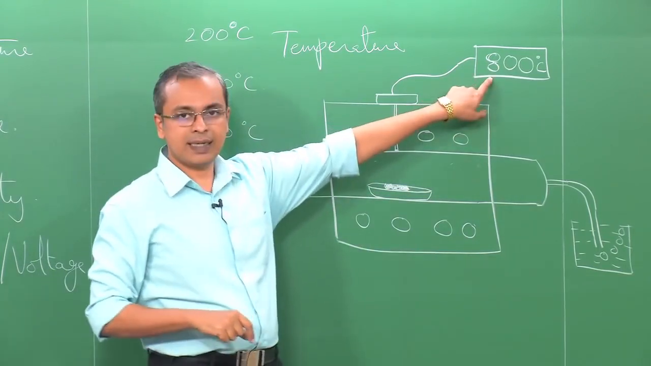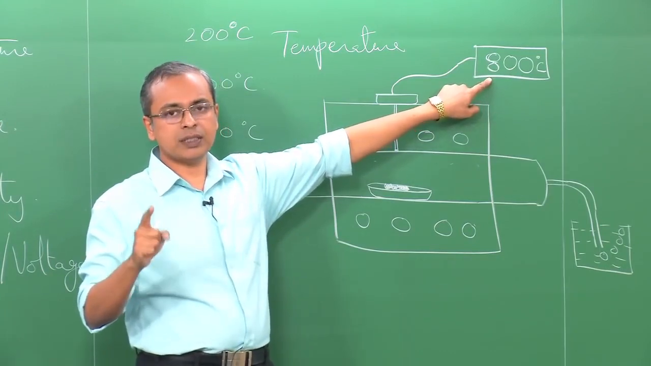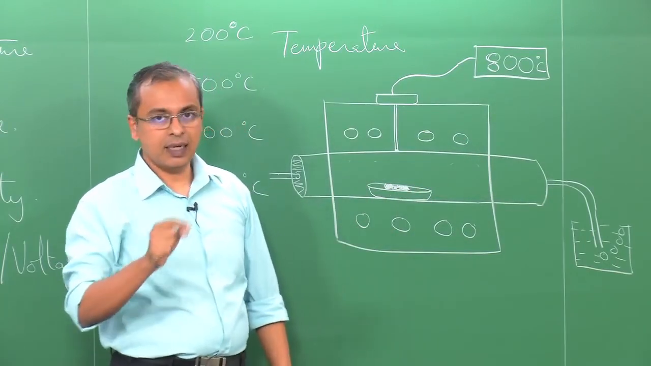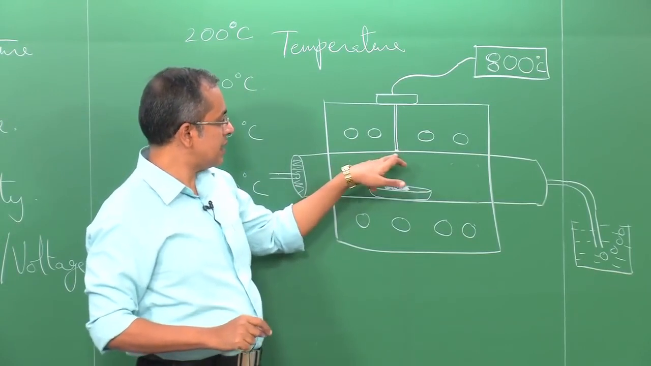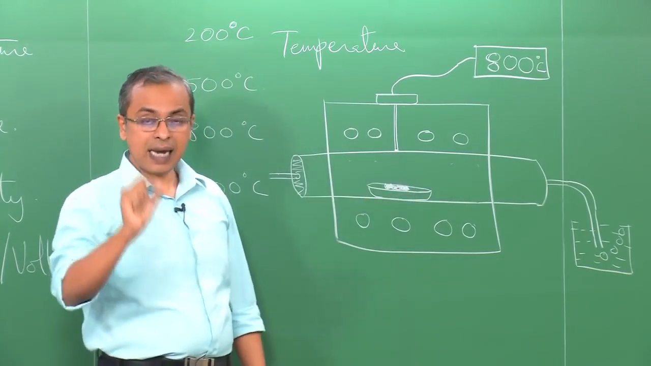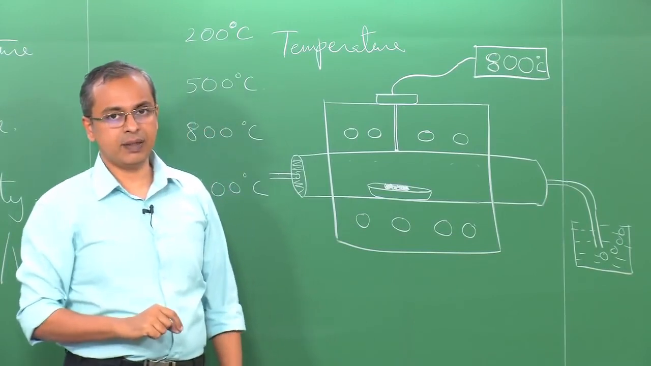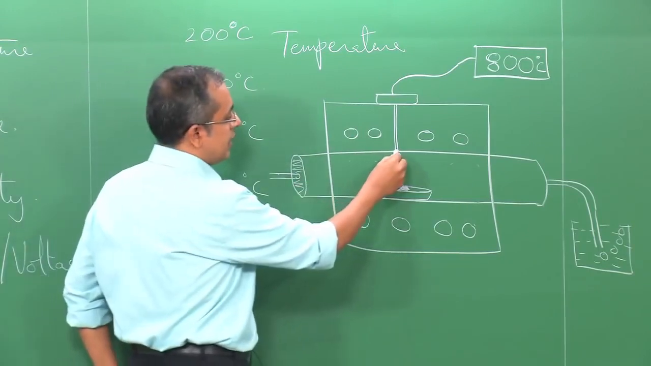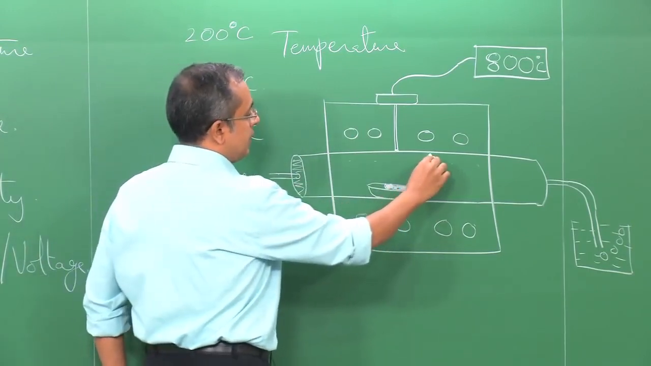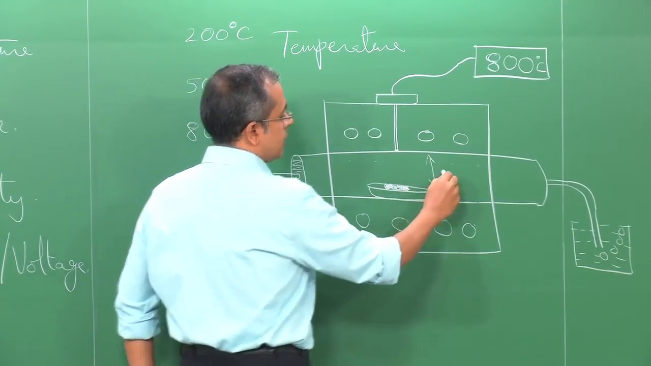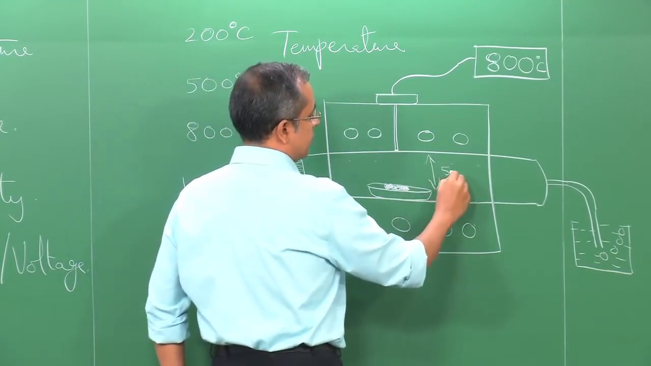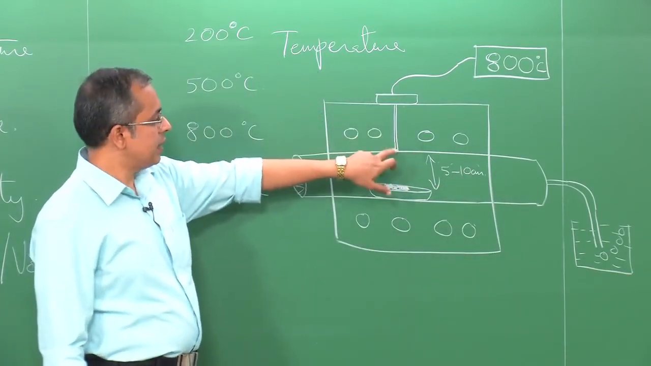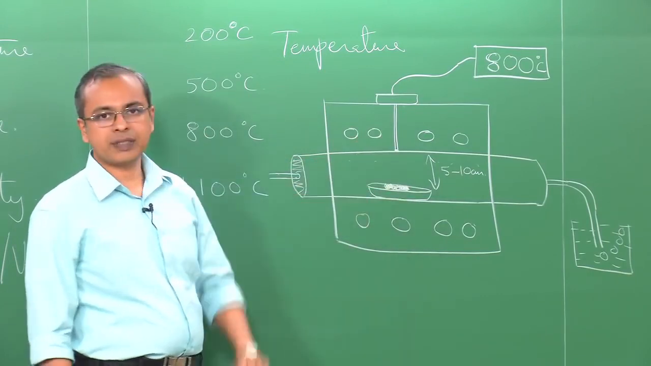You are seeing a display of 800 degrees C, but you should be very cautious in understanding what it means, because the entire furnace is not at 800 degrees C. What it specifically implies is that the region the thermocouple is accessing, that location, is at 800 degrees C. If you look at this diagram, that location is here, and your sample is sitting here. This could easily be of the order of say 2 or 3 inches, maybe about 5 to 10 centimeters, between the location of your thermocouple and the location of your sample.